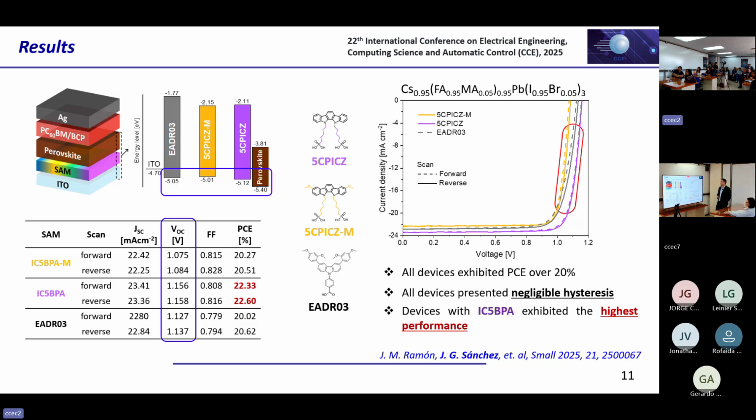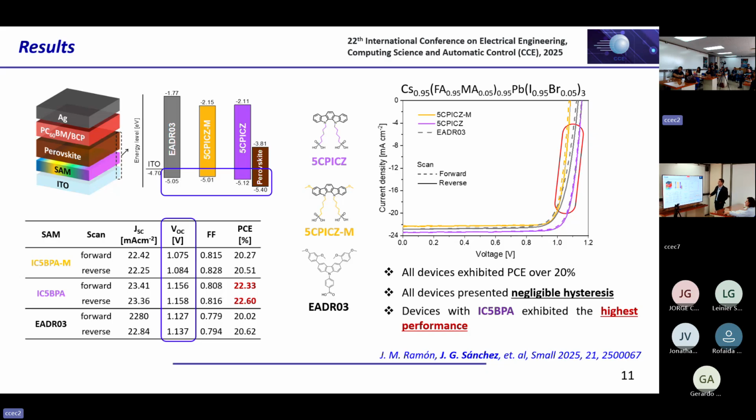And finally, we prepare perovskite devices. We use different SAMs on the bottom. For the perovskite, we use the typical triple cation formulation. And then we use PCBM and BCP. And finally, we evaporate silver as the top contact.